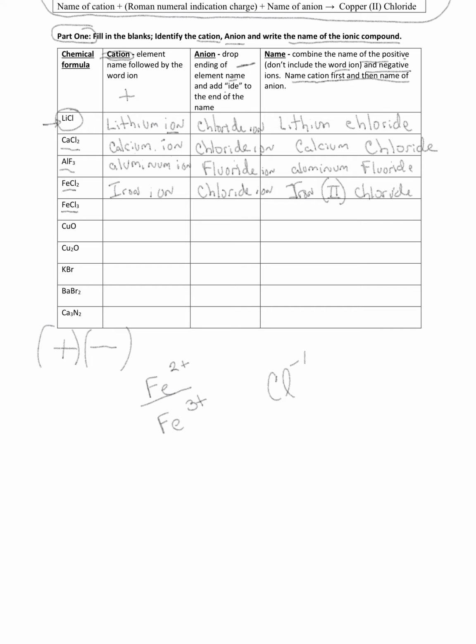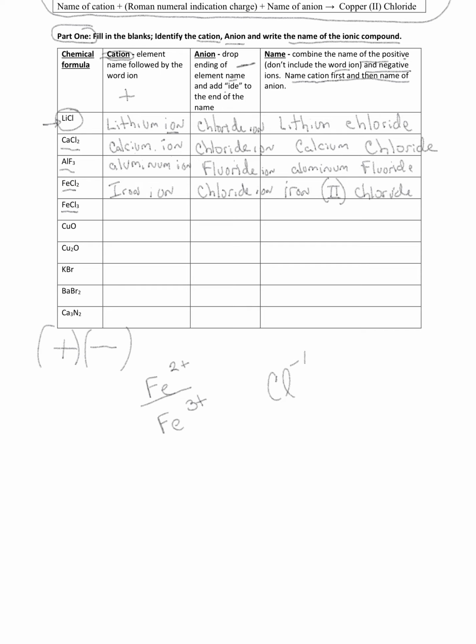All right, so this Roman numeral is telling me the charge of this iron. And then the word iron, I didn't make that very clear. Let me try writing that again. So iron(II) chloride. All right, try the next one.